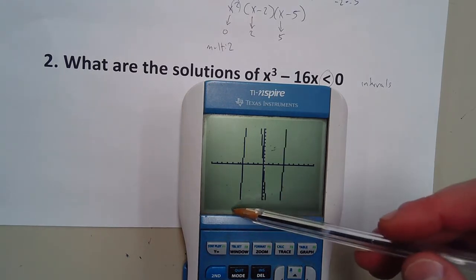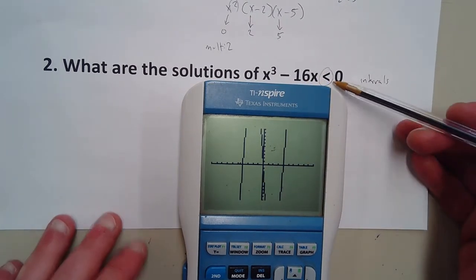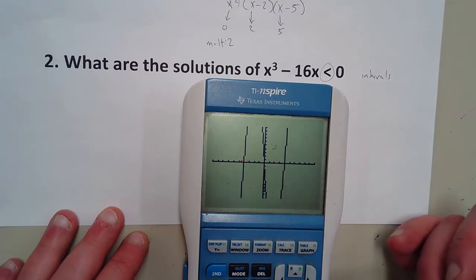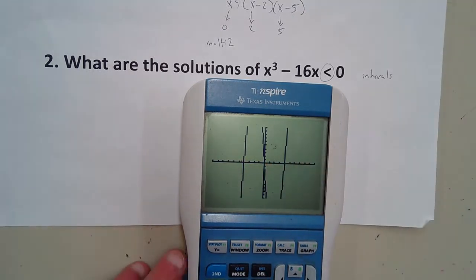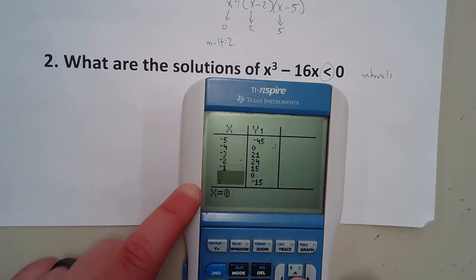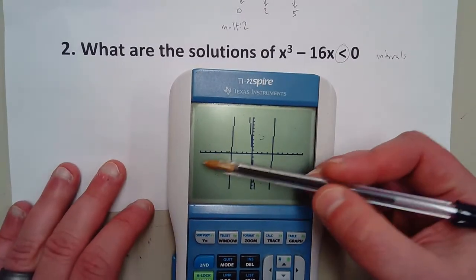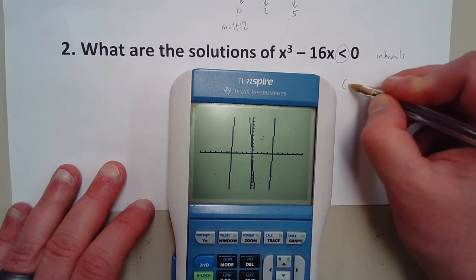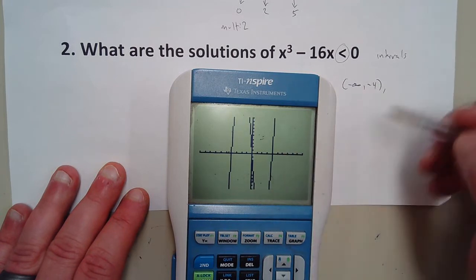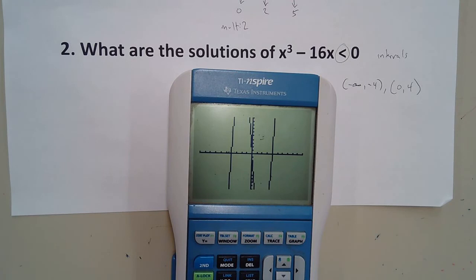All right, so we got a cubic function that goes up, comes down, goes up. So the times when it's less than 0 are this spot here, so from -infinity to that number, and then also from 0 to that number. So let's see if those are just whole numbers. I think they are. So it looks like -4, 0, and +4 are those spots. So this interval would be from -infinity to -4. And then this interval would be from 0 to 4. And those would be my intervals for when this is less than 0. And that's it.